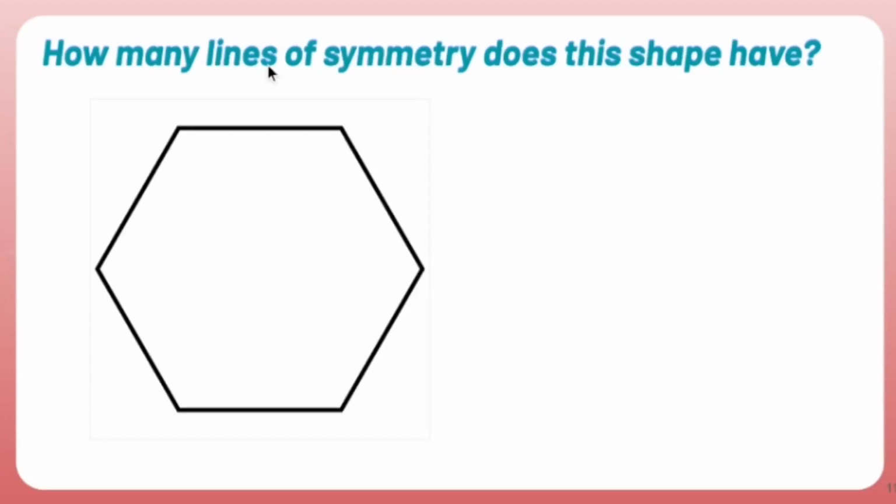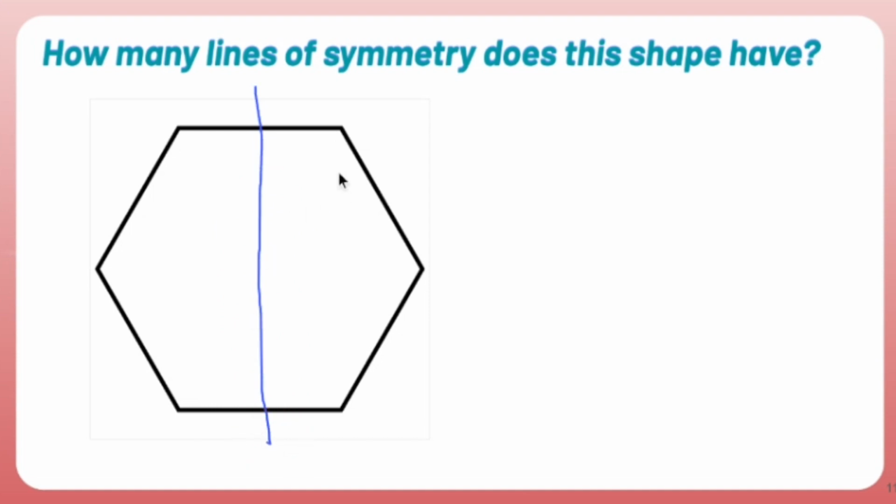How many lines of symmetry does this shape have? What is a line of symmetry? It's a line that you can draw that cuts the shape exactly in half, where the left side and the right side are exactly the same. So when you have regular polygons like this, you should be able to look at this and be like, I should be able to cut this completely in half just like that.